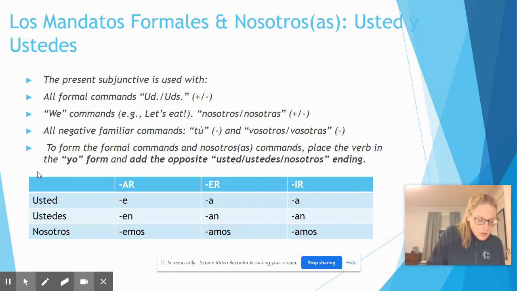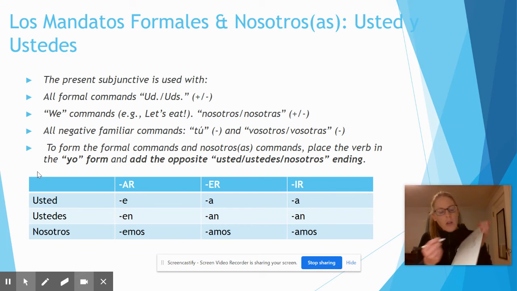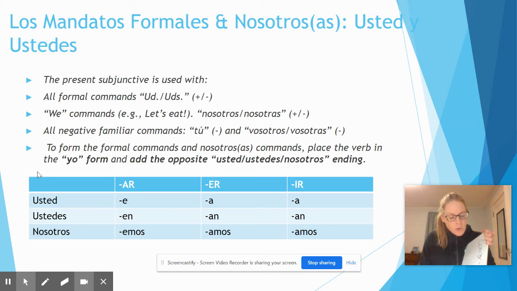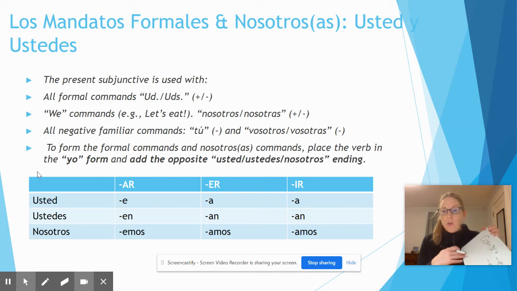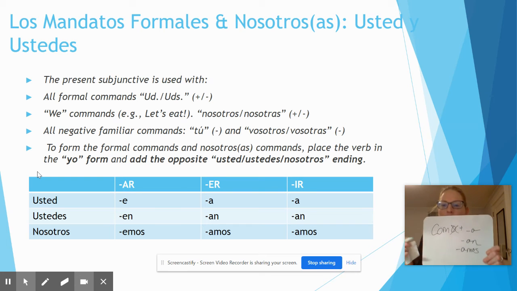Formal commands and nosotros. Formal commands are the usted and ustedes commands. It's the same as before. You start in the yo form. Como. Drop the O, add the opposite usted or ustedes ending. And if we're bringing in nosotros, you add the, oh my goodness. Did you see what I just did? I didn't put the opposite. Hello. Sorry, it's been a busy day. Muy ocupado. So, coma, coman, comamos.